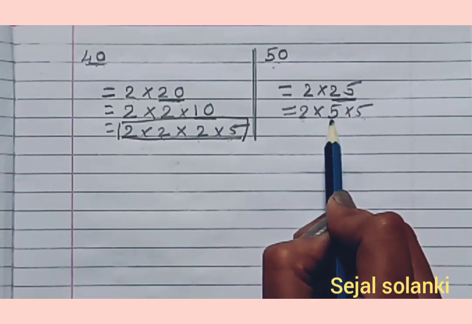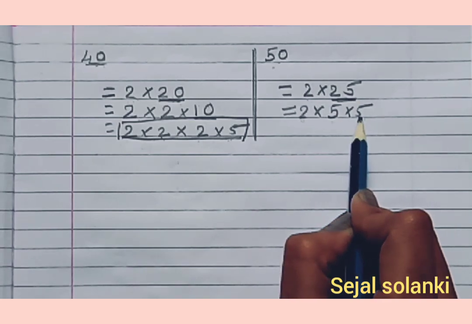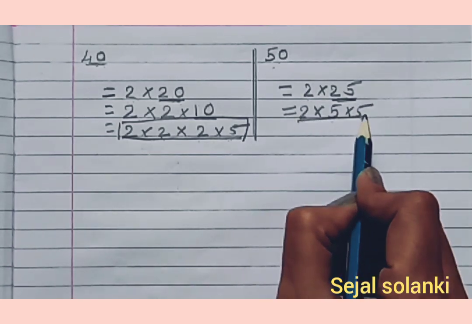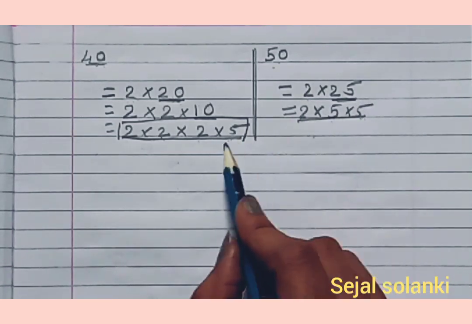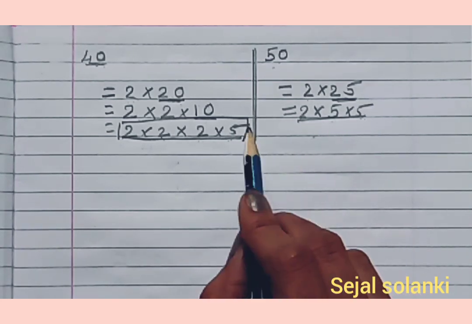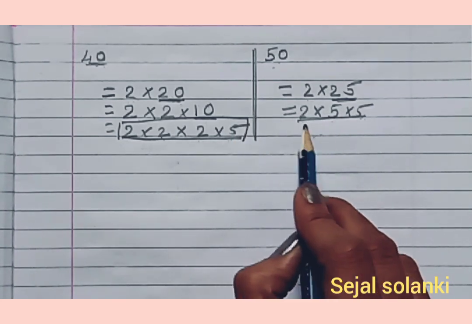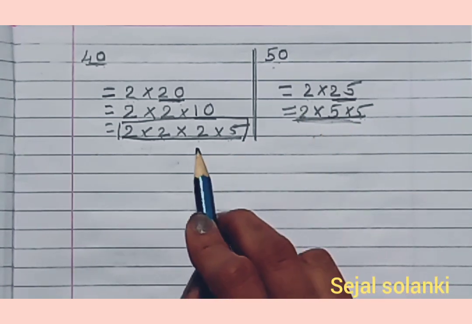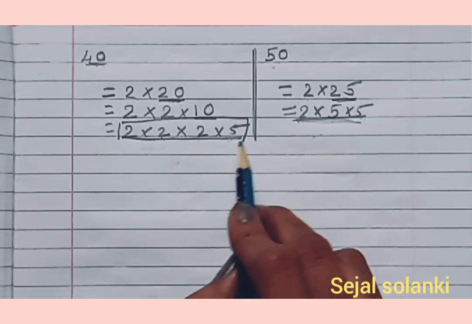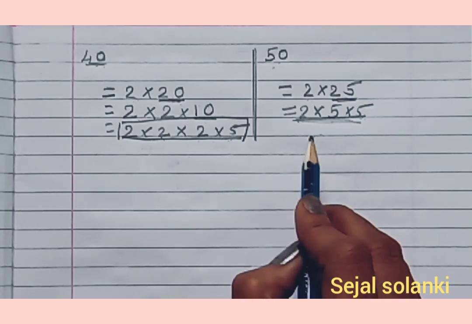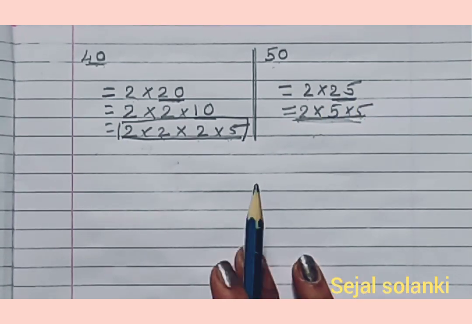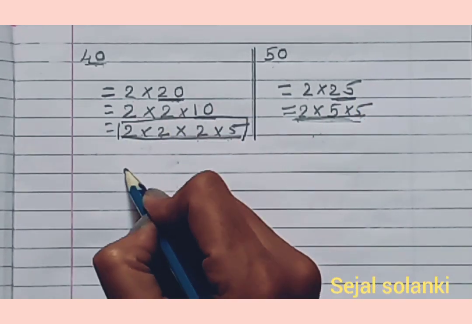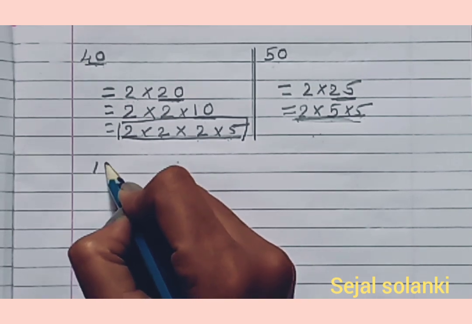2 5s are 10 and 10 5s are 50. So these are the prime factors of 50, and this is the multiplication method. By multiplication we can find the prime factors of any number. Let's find the prime factors of 100.